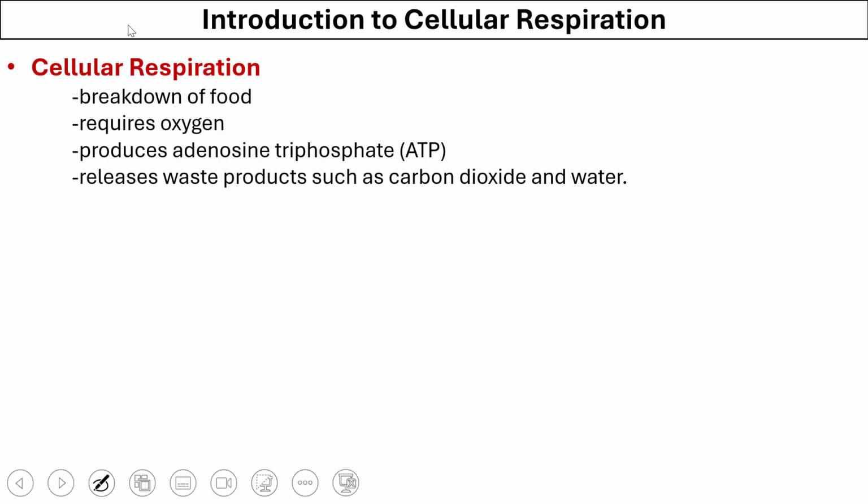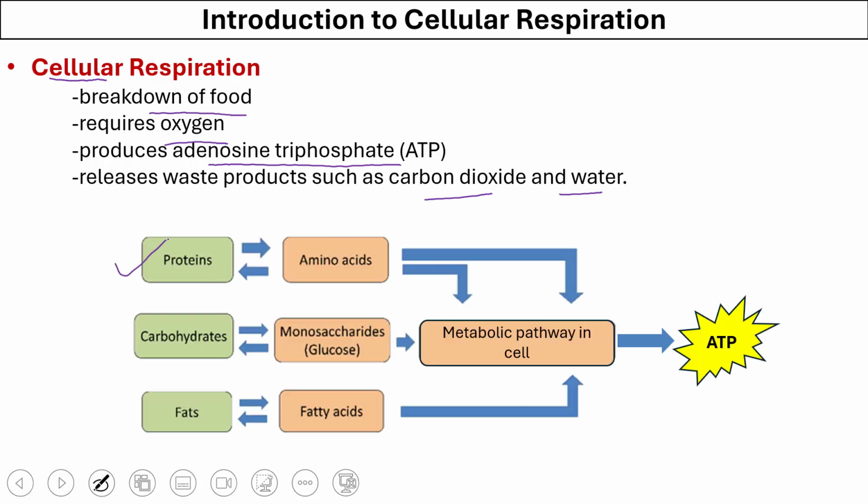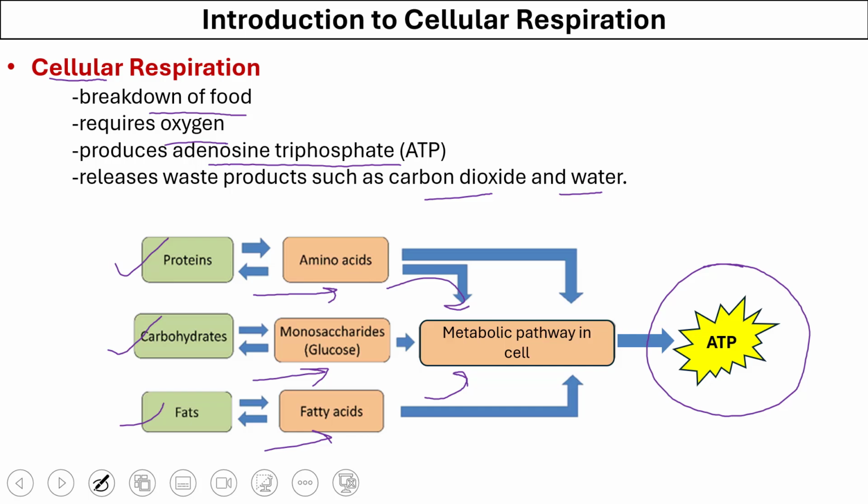Cellular respiration is the process that occurs inside the cell. It involves the breakdown of food, it requires oxygen, and in the end it produces energy in the form of ATP. Carbon dioxide and water are released as the waste products. Food has different nutrients in the form of protein, carbohydrates, and fats, which are broken down into monomers. These monomers then enter the metabolic pathway inside the cell, and ultimately energy is formed in the form of ATP.